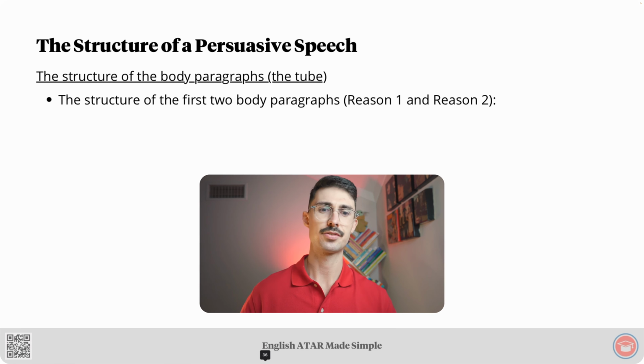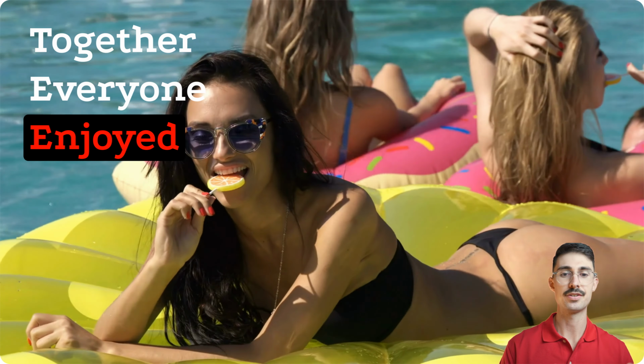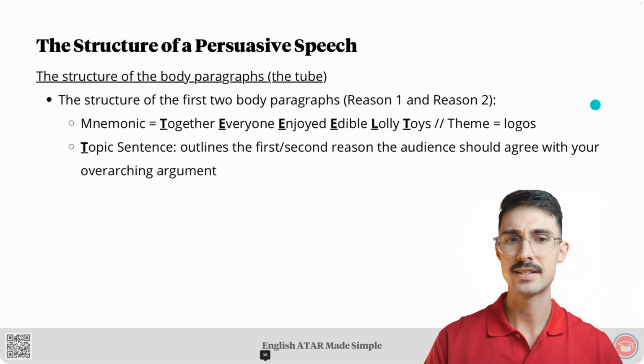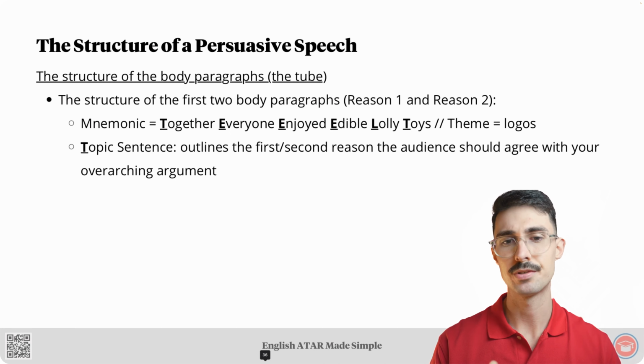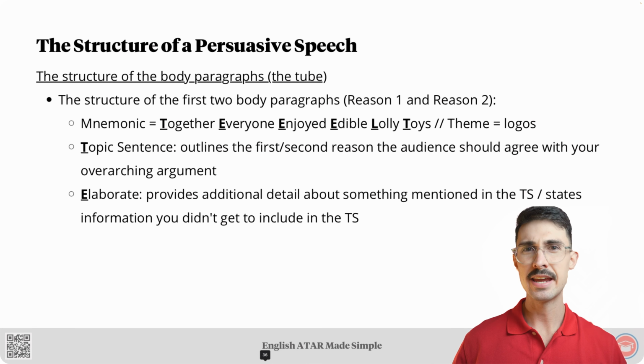Firstly, we discussed the structure of the first 2 body paragraphs, which are reason 1 and reason 2 respectively. The mnemonic for these paragraphs is together, everyone enjoyed edible lolly toys, and the theme of both paragraphs is logos. The T stands for topic sentence, and this should outline the first or second reason the audience should agree with your overarching argument. The E stands for elaborate, and this provides additional detail about something mentioned in the topic sentence or states information you didn't get to include in the topic sentence.